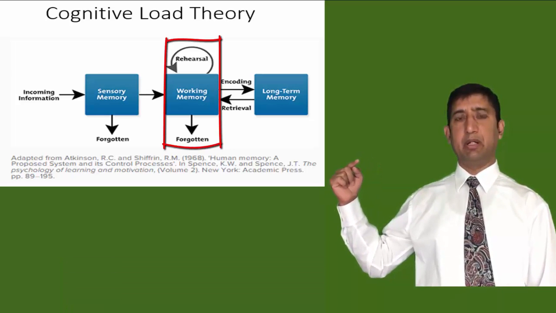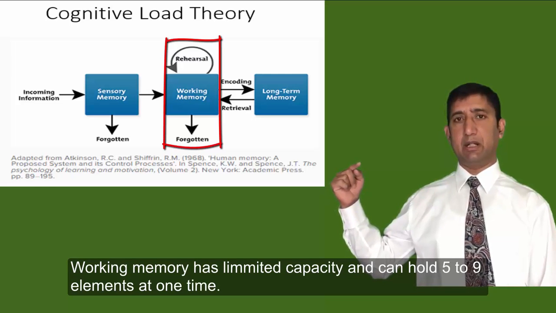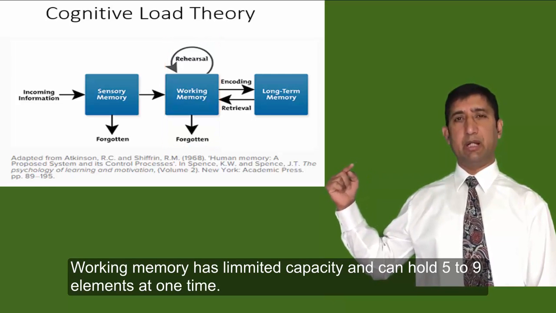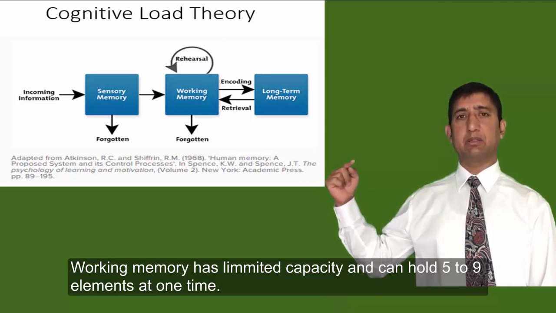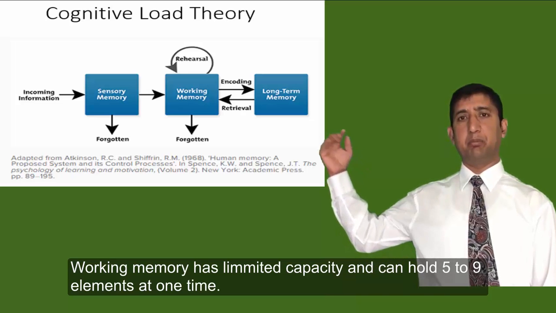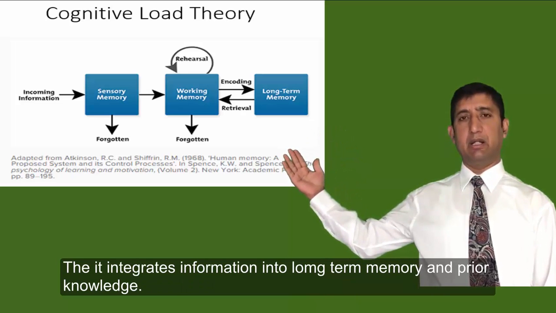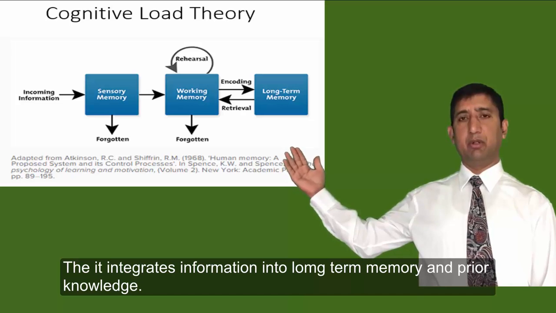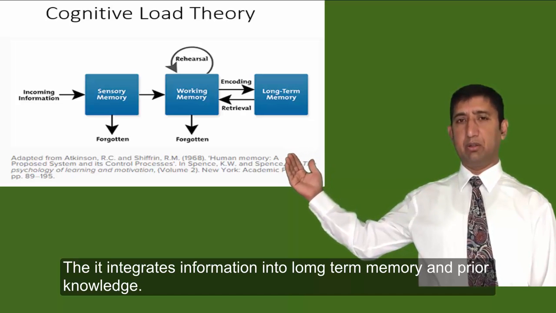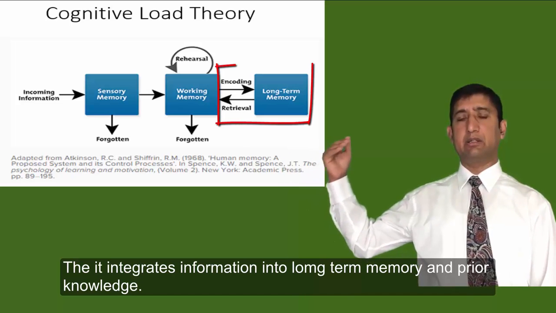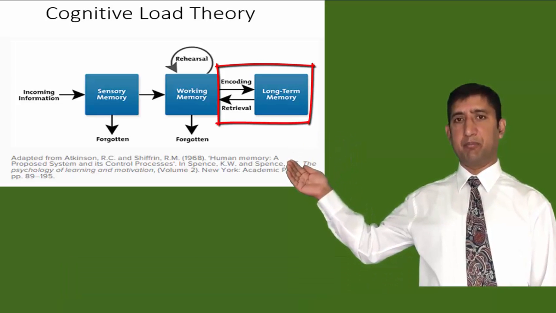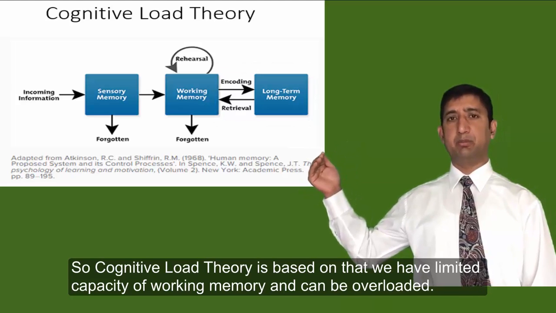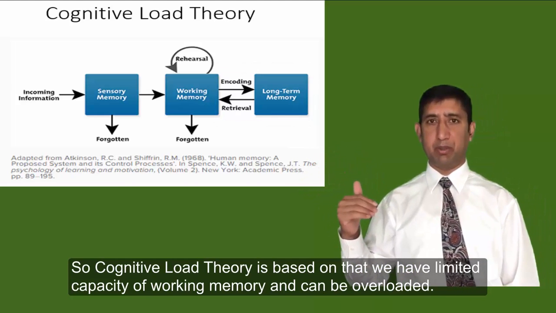The working memory has a limited capacity and it can hold only 5 to 9 elements at one time, and it processes that information and integrates it with prior knowledge. If we have prior knowledge, this information will be related to it, or we have to actively select, integrate and process it into our long-term memory. So the cognitive load theory is based on the idea that we have a limited working capacity.